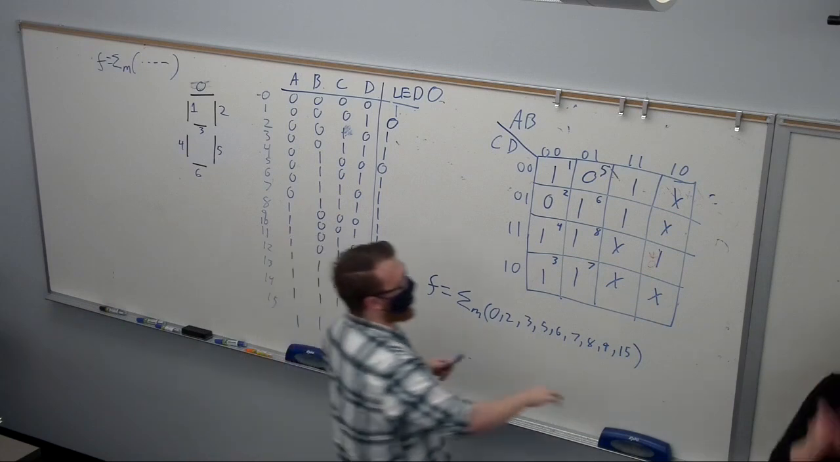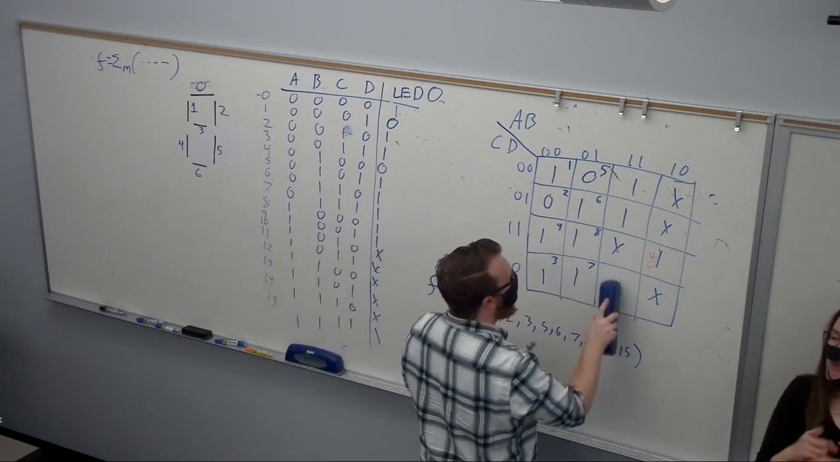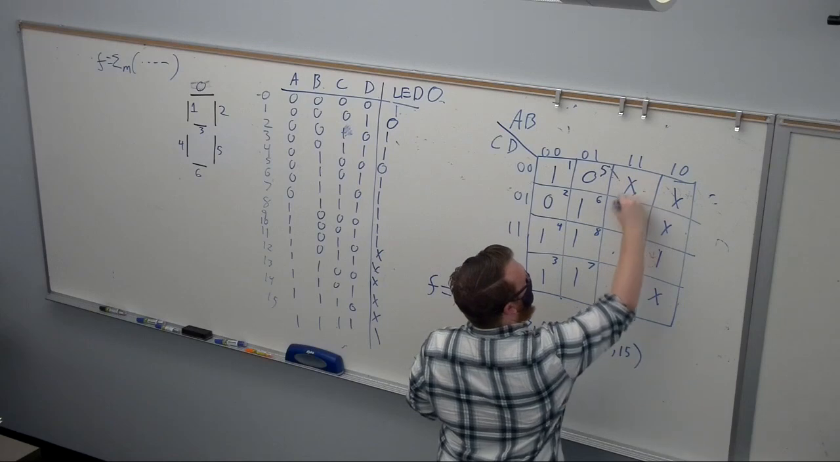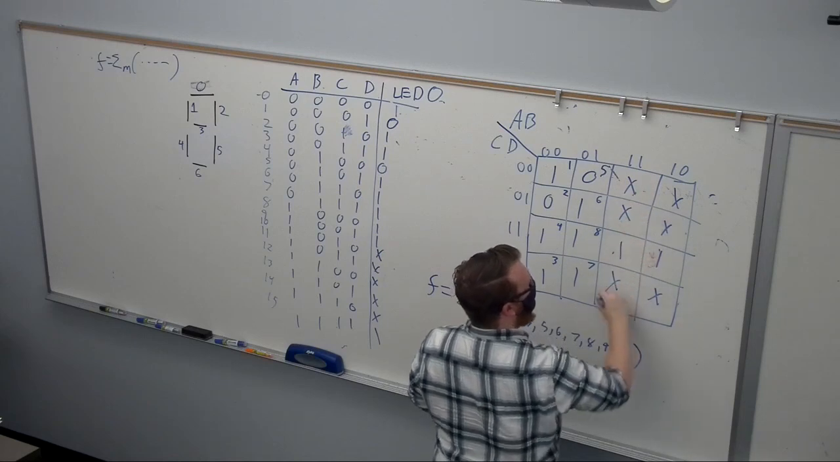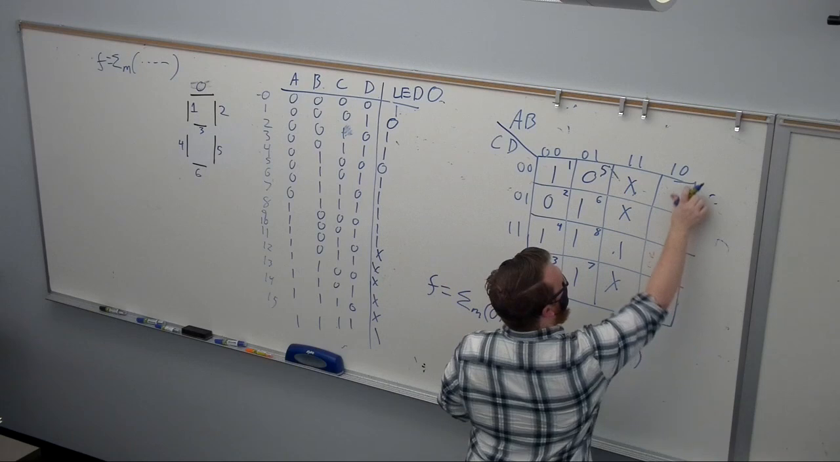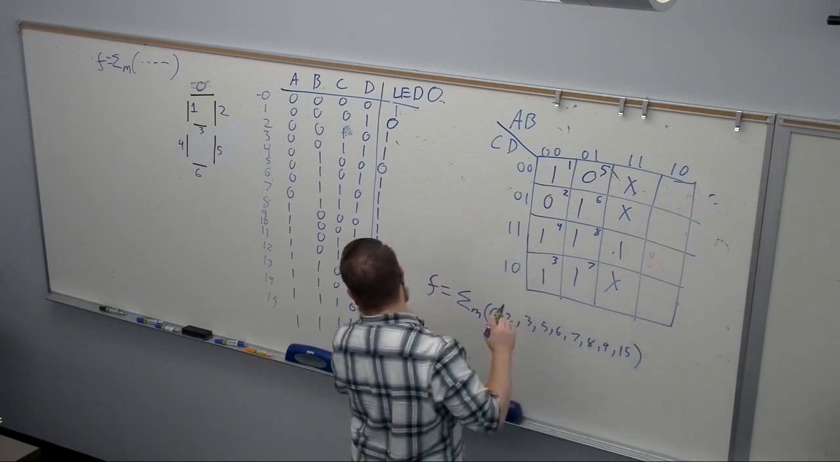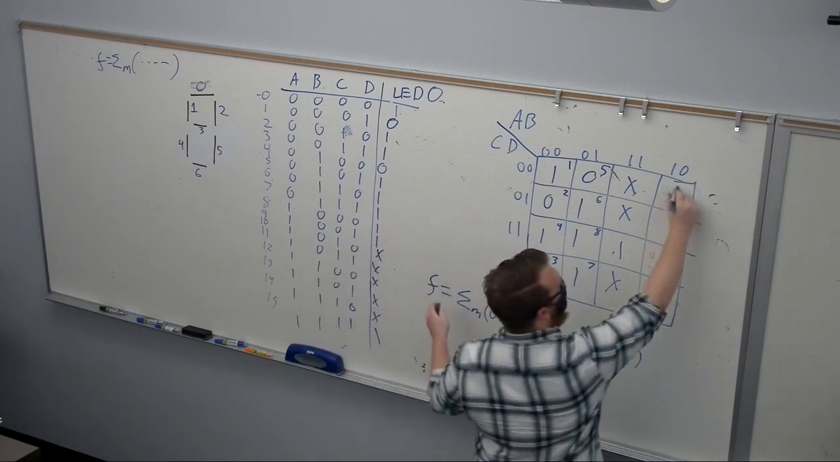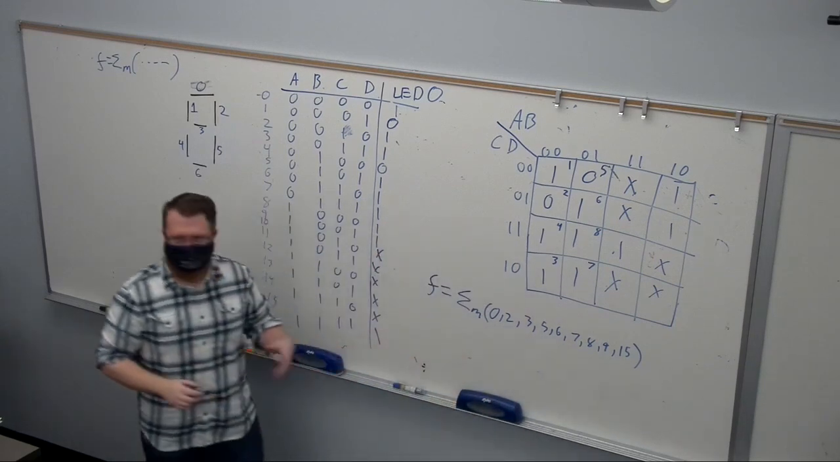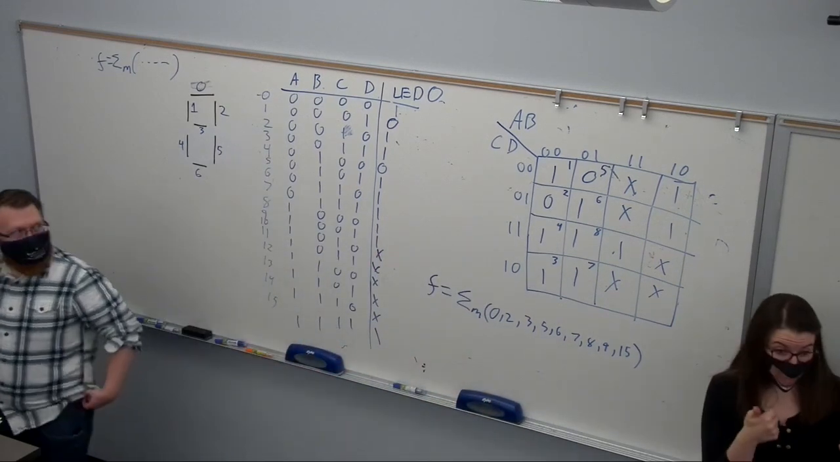Oh, third and fourth column should be flipped. Good catch. Oops, I just forgot what that one was. So it is 1, 1, X, X. Okay, we good there? All right.